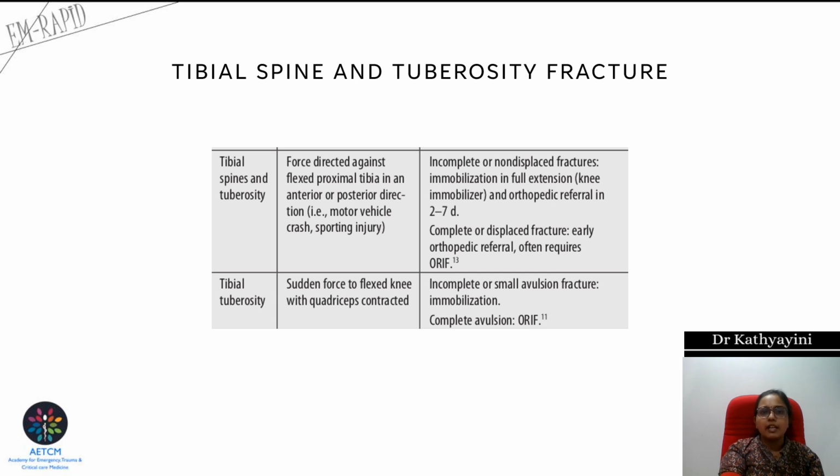So here the mechanism is a force directed against the flexed proximal tibia in an anterior or posterior direction. That is, the tibia is in a flexed position, and the force coming in an anterior or posterior direction can cause the injury. If it's an incomplete or non-displaced fracture, it will require immobilization in full extension or a knee immobilizer with orthopedic referral in 2 to 7 days. And if it is a complete or displaced fracture, again, it requires an open reduction and internal fixation.